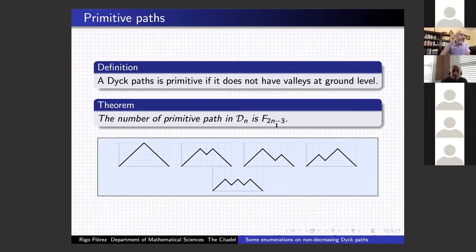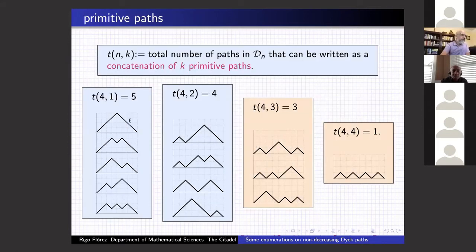Yeah, it makes sense because in the previous results, we proved that when we delete one here, it's actually invariant with the d_{n-1}. So this is basically the proof. Now, the idea is to count the total number of non-decreasing dip paths that are a concatenation of k primitive paths. In this case, this is the Dyck path that is a concatenation of just one primitive path. But here, the length is four, but two primitive paths.